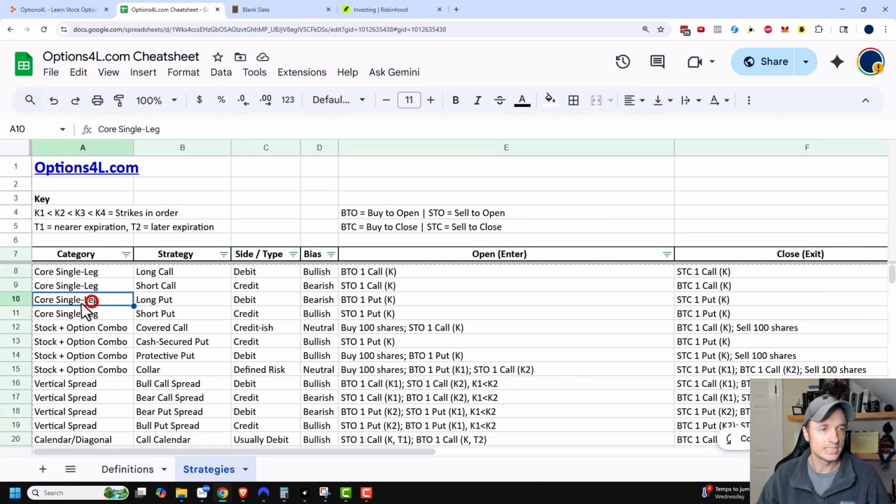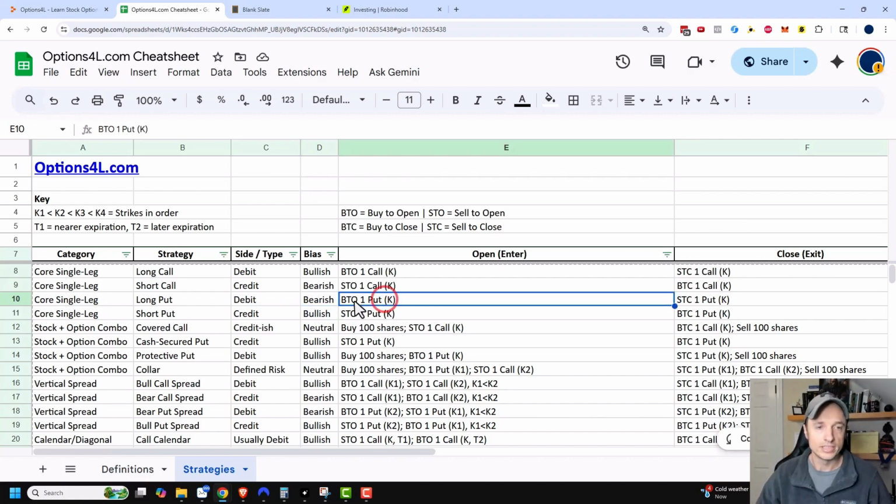But what we're doing in this video is the long put, or buying a put option. Now this is a debit trade, so that means that you have to pay money to buy the put option. And it is a bearish bias, meaning that you want the stock or the underlying asset that you're buying the option for to go down. So this is if you think the stock is about to drop, and drop probably kind of fast and kind of far, then this could be a good option for you.